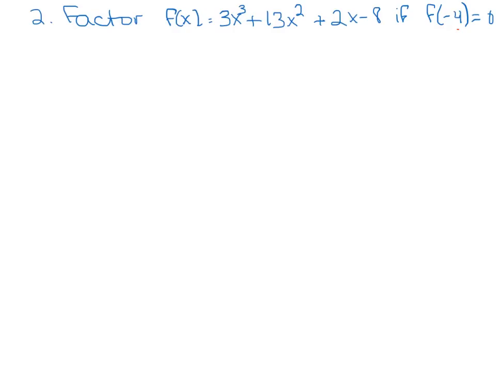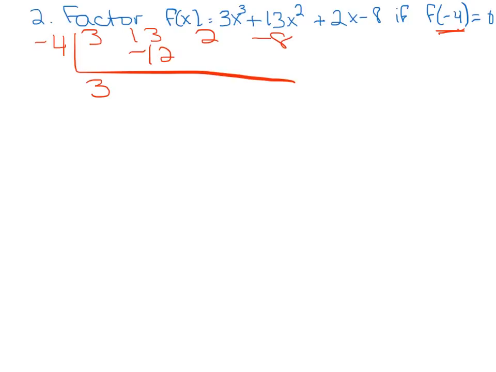In the next example, they're again telling us f of k is equal to 0, f of negative 4. They're telling us exactly what to put on the outside. Inside we've got a 3, a 13, a 2, and a negative 8. So we have 3, multiply, negative 12. Add to get 1, multiply, negative 4, that's going to give us a negative 2, 8, and 0. Good, that's a nice checkpoint because we had a remainder of 0 like we were supposed to have.